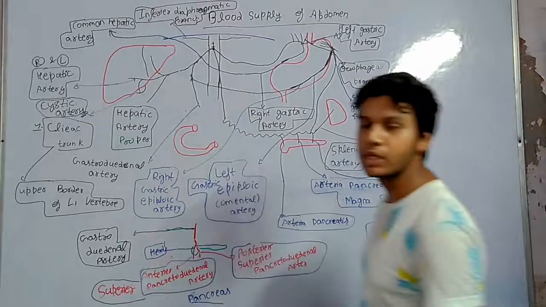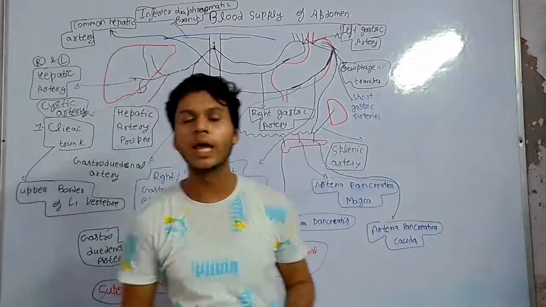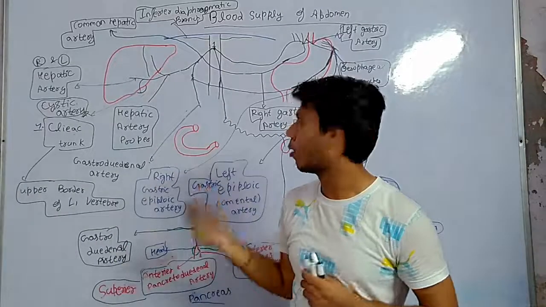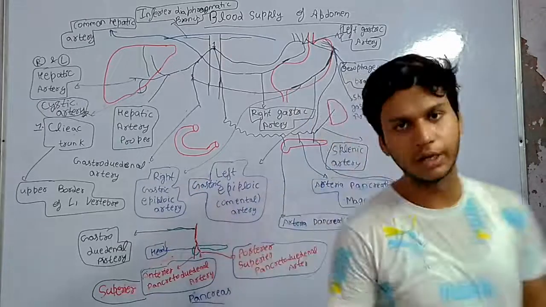So this is the first part of the blood supply of the abdomen. Next time we will cover other topics.